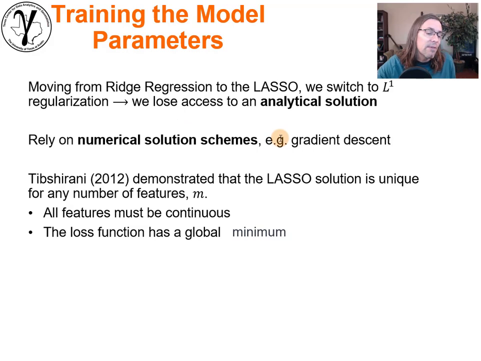And so specifically, we'll get to it and we'll talk about gradient descent, stochastic gradient descent as the methodology. It has been demonstrated that the lasso solution is unique for any number of features. So we know that we have hope that it should work. Now, the assumptions being that all features are continuous and the loss function does in fact have a global minimum.